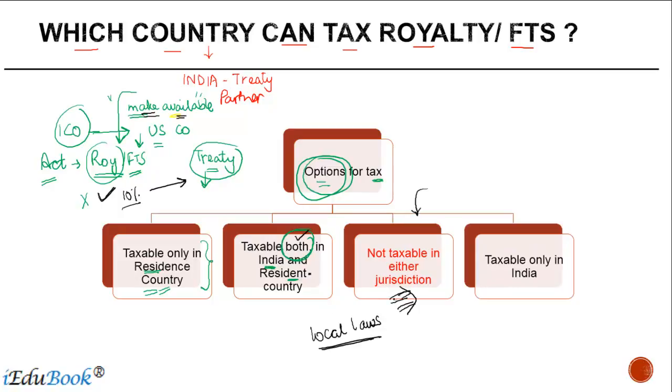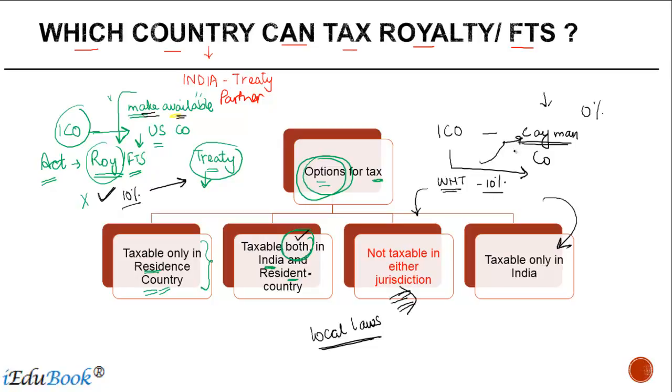And the last one is it is taxable only in India. Again, this is a very, very specific example. So let's say if there is an Indian company which makes payment of a royalty or FTS to a Cayman company, right? In Cayman, there is no corporate tax, which means the tax rate is 0%. So if an Indian company makes a payment of a royalty or FTS to a Cayman company, there might be a withholding tax which might be applied in India, let's say 10%. This royalty or FTS, when it is received in Cayman, does not suffer any further taxes, which means effectively this income is taxable only in India.